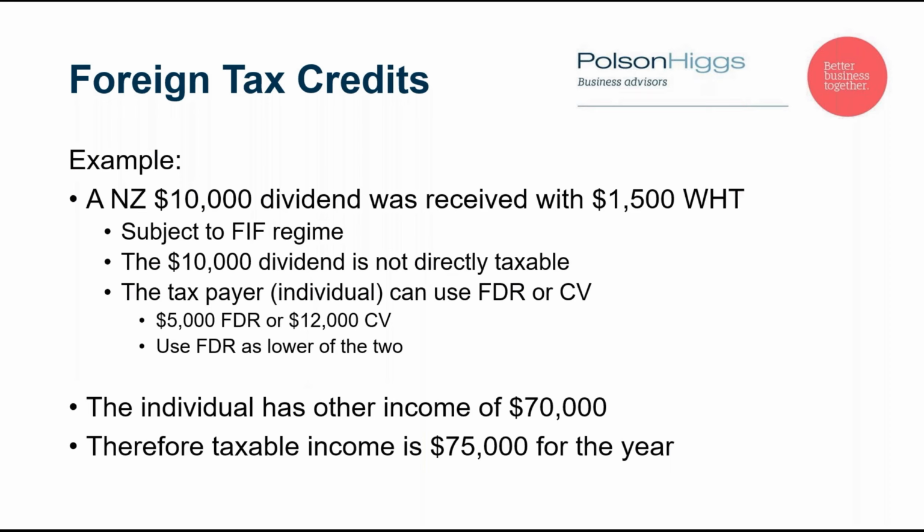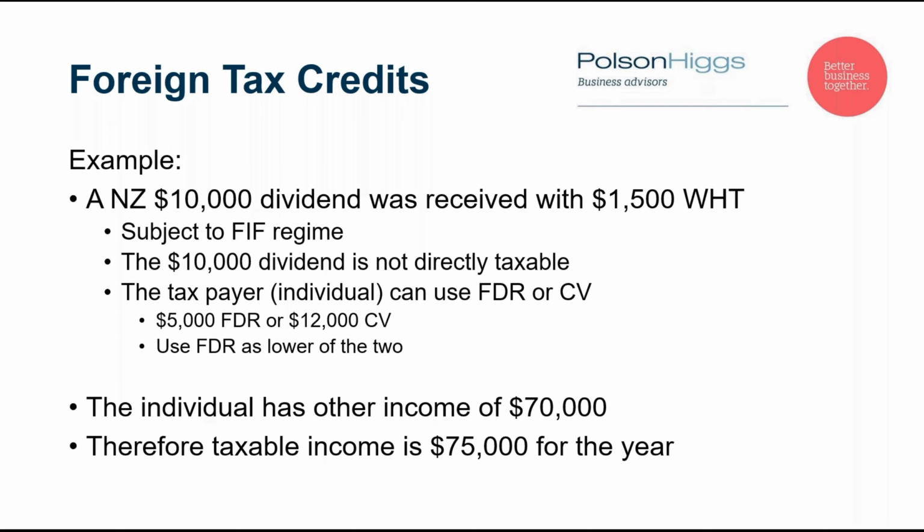So let's look at a bit of an example. We've got a New Zealand $10,000 dividend. So it's a FIF dividend. We've converted it to New Zealand dollars. And with that, we had $1,500 of withholding tax attached. The dividend was subject to the FIF regime, so the $10,000 dividend is not directly taxable. It's exempt income. We ignore it.